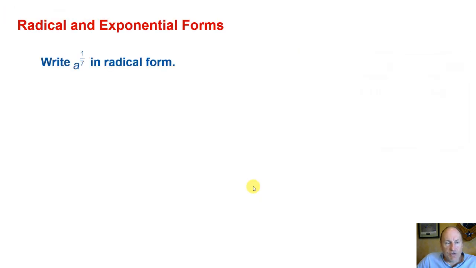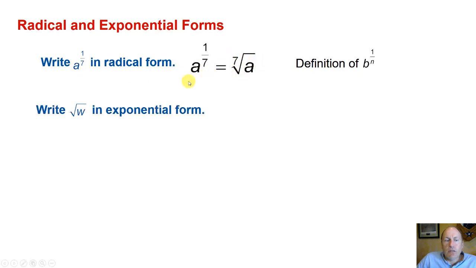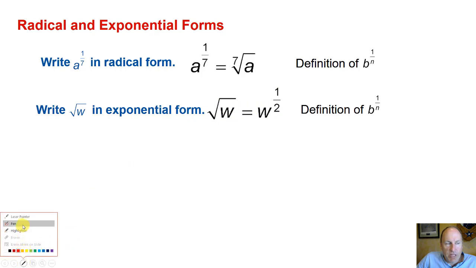Let's look at some examples of translating between radical and exponential forms. Let's take a to the 1/7 power and write it in radical form. Well, the 7, the denominator, is the index or root, and so this becomes the 7th root of a to the 1st. The square root of w in exponential form is the second root of w, or w to the 1/2. You remember in algebra, if there is no number in that root, that is a 2.